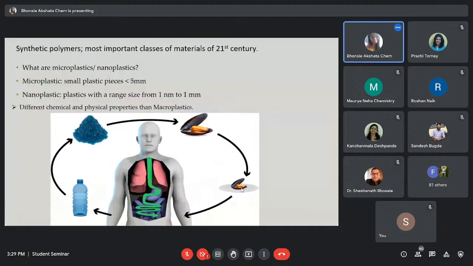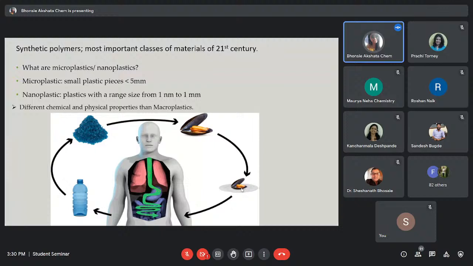So coming to our topic, synthetic polymers. We know polymers are of two types: natural polymers and synthetic polymers. Natural polymers include proteins, cellulose, and so on. In this, we will be dealing with the synthetic polymers, namely plastics. Synthetic polymers are one of the most important classes of materials of the 21st century. Their wide utility, manufacturing, and production is humongous, and its utility amongst all the spheres of their use cannot be underestimated in the 21st century.